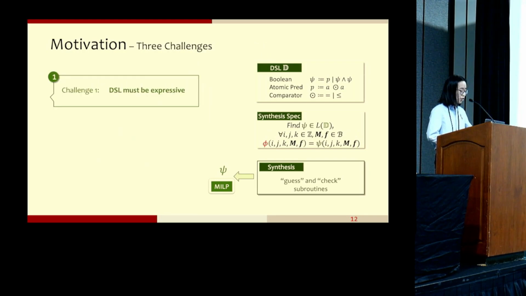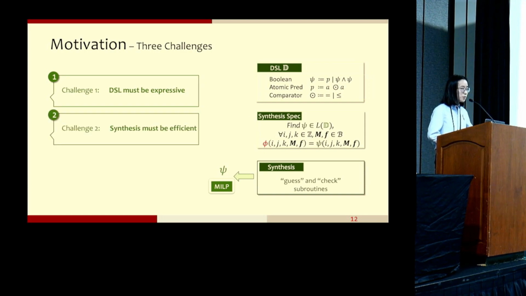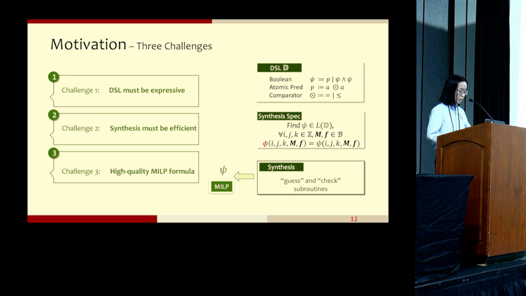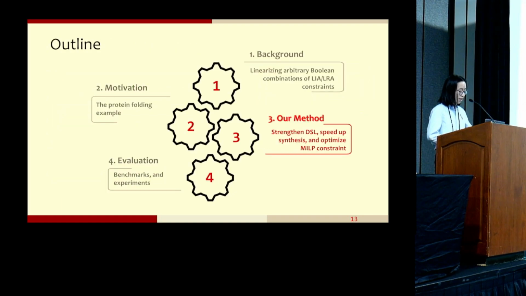So there are 3 challenges in this framework. First, the DSL must be expressive enough. It means that enough new decision variables and relations must be introduced. Otherwise, this DSL may not be expressive enough to capture the desired solution. And also, we don't want to add so many decision variables because it may enlarge the search space unnecessarily. Second, we also want to make the synthesis efficient. And third, if there is more than one solution, how can we pick the one with higher quality? So this brings us to the third part of this talk, our method.